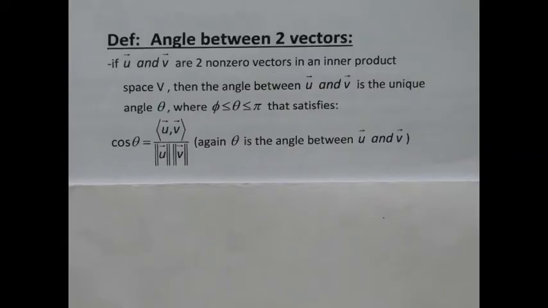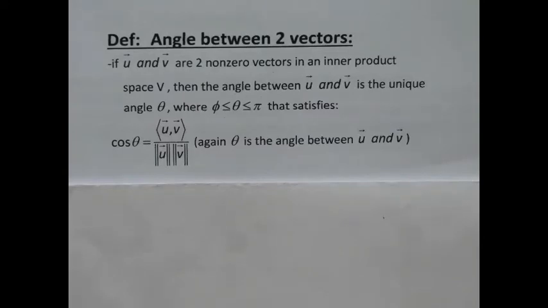Let's talk about the angle between two vectors. If u and v are two non-zero vectors in an inner product space V, then the angle between u and v is the unique angle theta, where 0 is less than or equal to theta is less than or equal to pi, that satisfies the following. Cosine theta is equal to the inner product of u comma v all over the length of the vector u times the length of vector v.